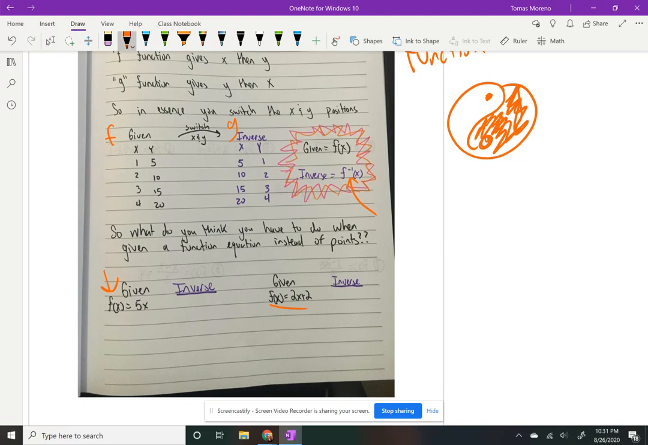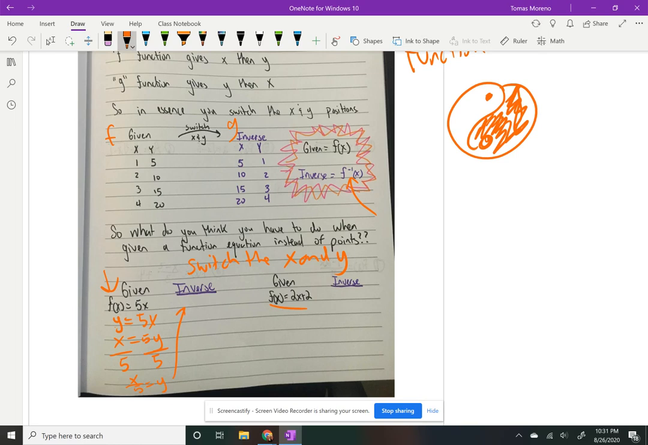And we're back. So, what do we do in this situation? Well, we just continue to do what we were doing. We switch the x and the y. In this case, we know f of x can be denoted as y. So what I'm going to do is switch them, x and y. And what I want to do is solve for y. So how do I get rid of a times 5? Well, that's just divide by 5. So we have x divided by 5 is y. And that would be my inverse.